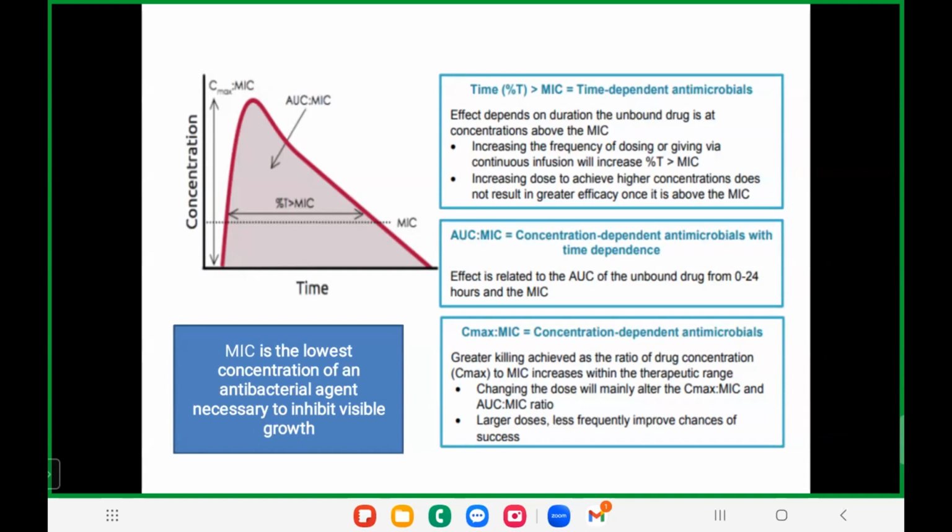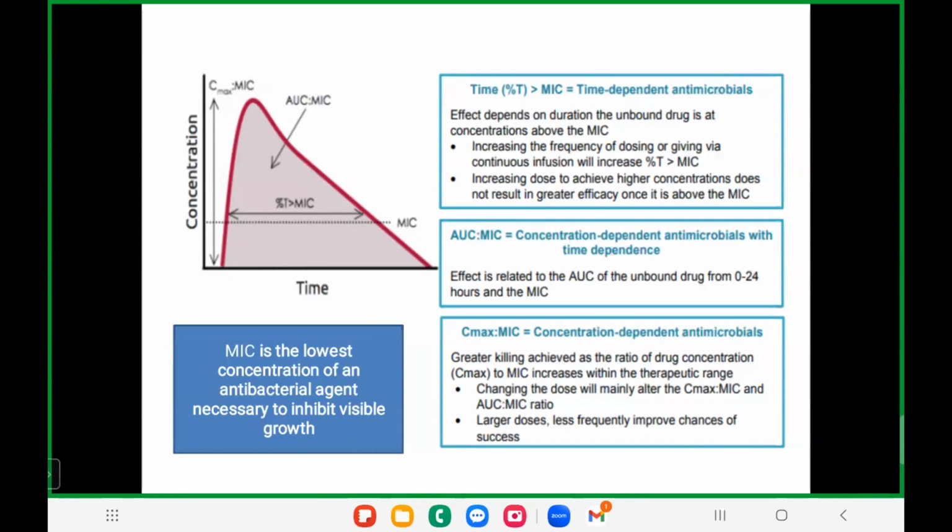But if you take examples like aminoglycosides, you can do a single dose, like daily one-time dosing. There you're going to give a maximum dose to get a concentration which is way above the MIC. You can see the graph here in the left part of the graph, where Cmax is way above the MIC.